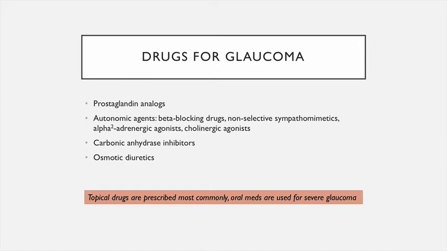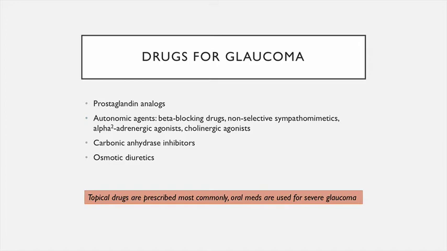The autonomic drugs are the beta blockers. Those are used the most common. And then we have the non-selective sympathomimetics. So those are drugs that are sympathetic agonists, but they're not selective in terms of their receptor. Then we have the alpha-2 adrenergic agonists. There's an alpha-2 receptor actually in the eye. We haven't talked a lot about alpha-2 receptors. And then the cholinergic agonists, we're going to talk about those first. And then we have the carbonic anhydrase inhibitors and the osmotic diuretics.